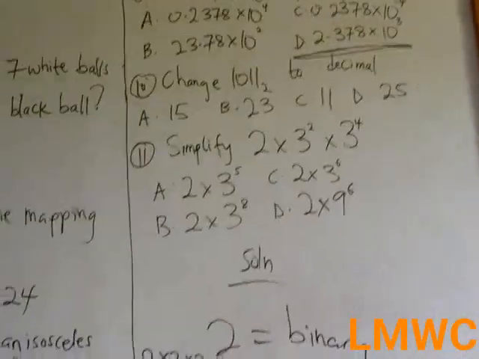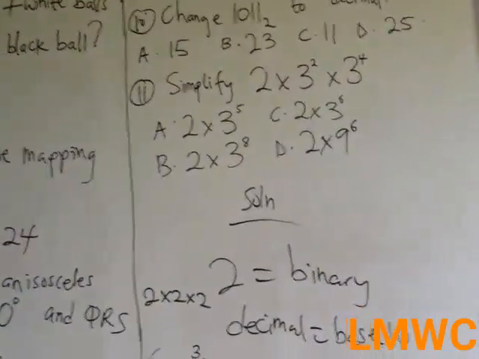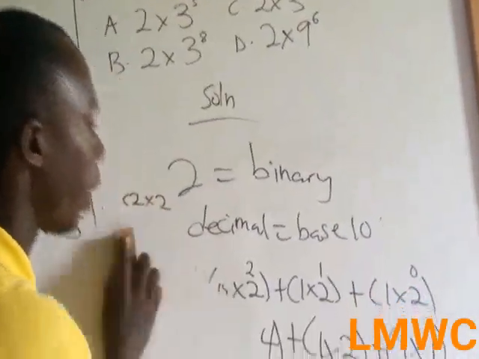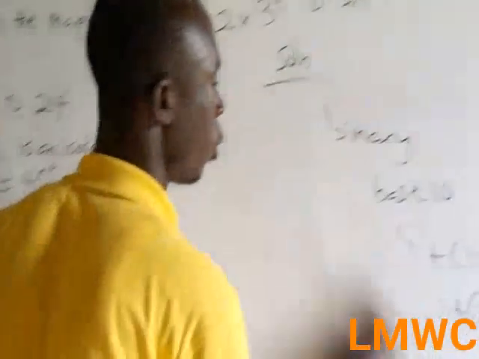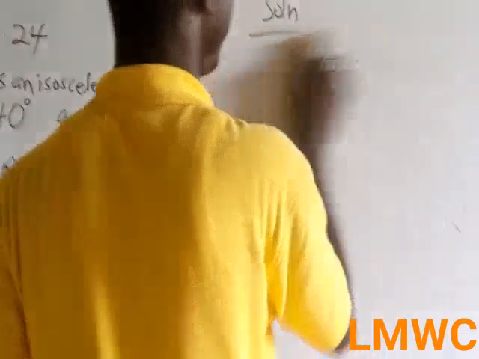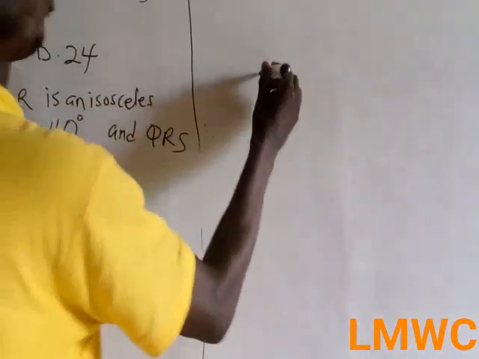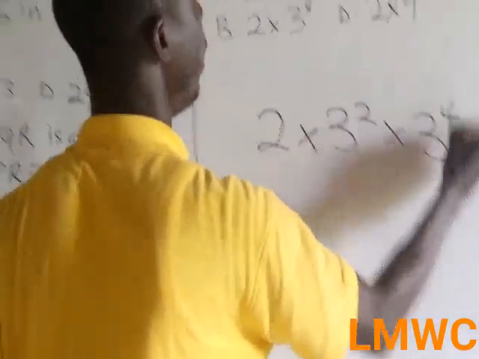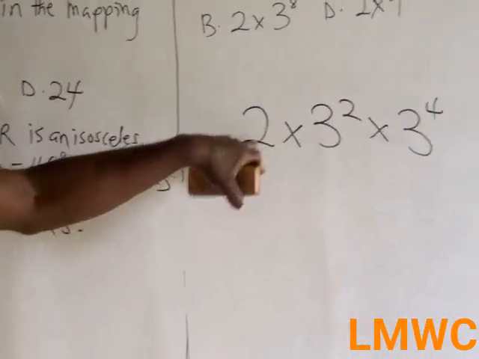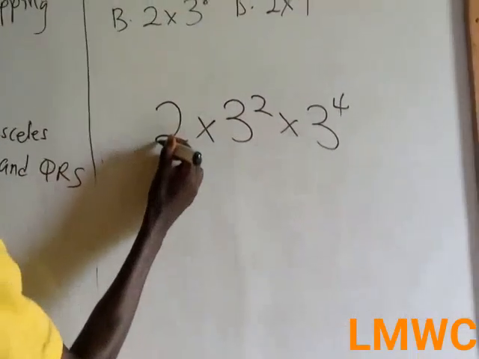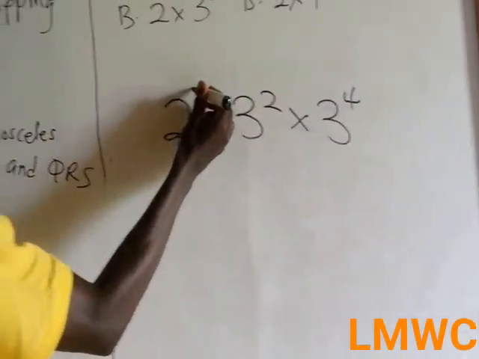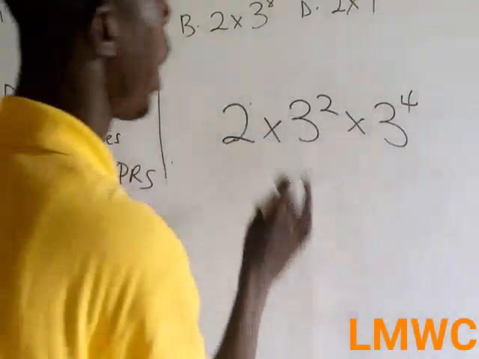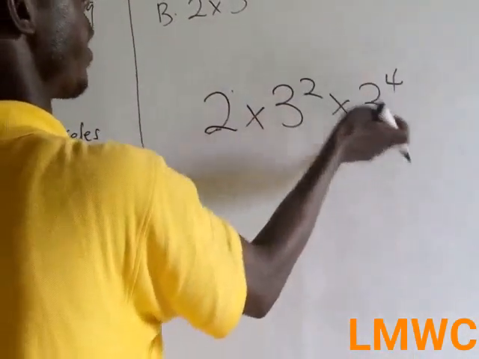Simplify 2 times 3 raised to the power 2 times 3 raised to the power 4. This topic can be under algebraic expression and also under indices. Take note. So we have 2 times 3 power 2 times 3 power 4. And always, if they give you a base like this without power, the assumption is that we have power 1. Take note.